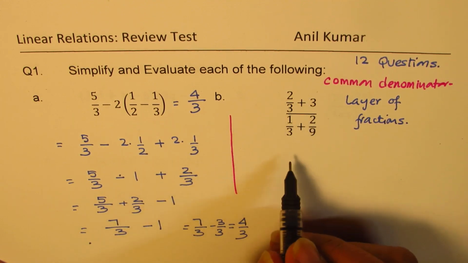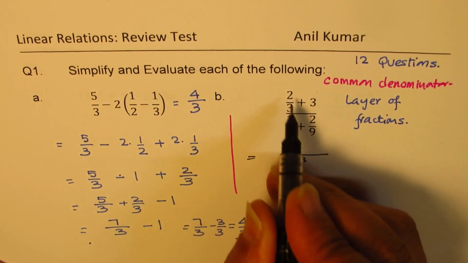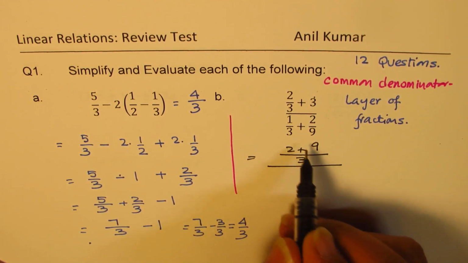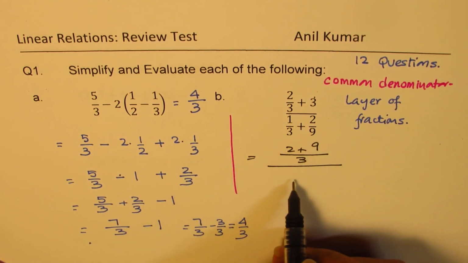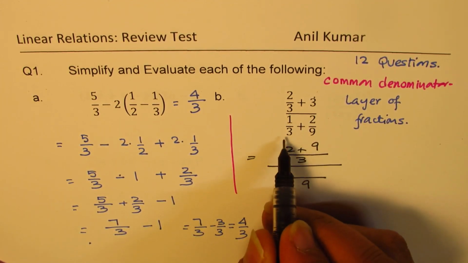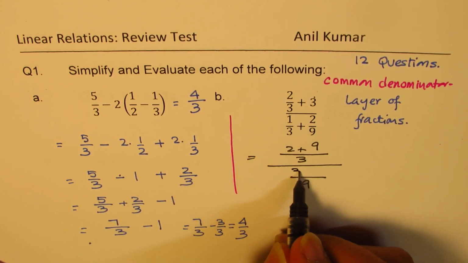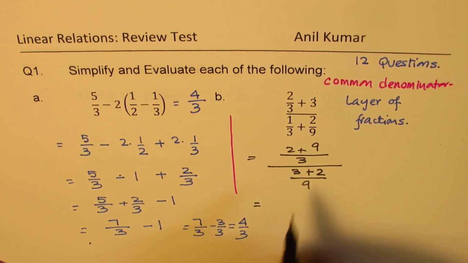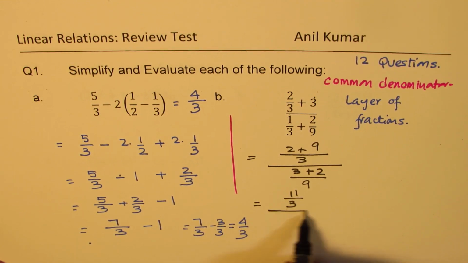As far as the numerator is concerned, we could take a denominator of 3 as common. So we get 2 plus 3 times 3 as 9, everything over. In the denominator part, the common denominator is 9, right? 3 times 3 is 9. To make this 9, I have to multiply this by 3. So we get 3 plus 2. Do you see that part, right?